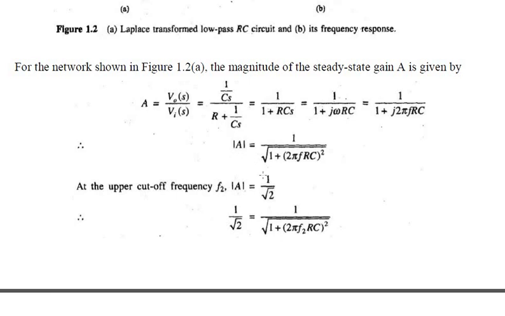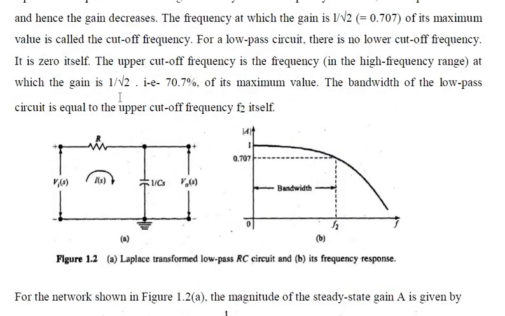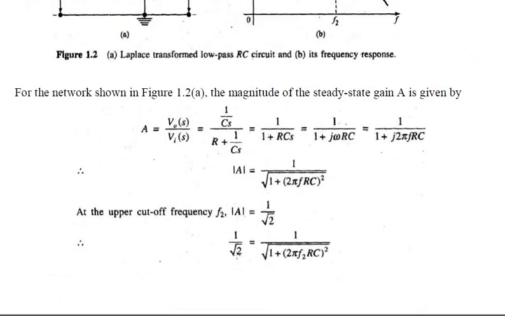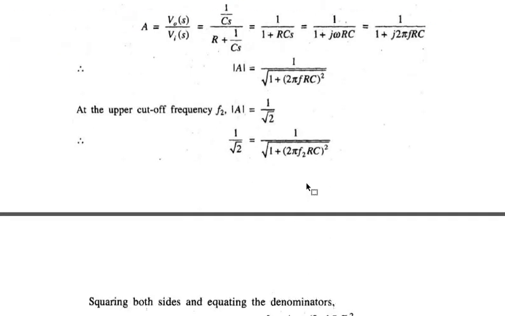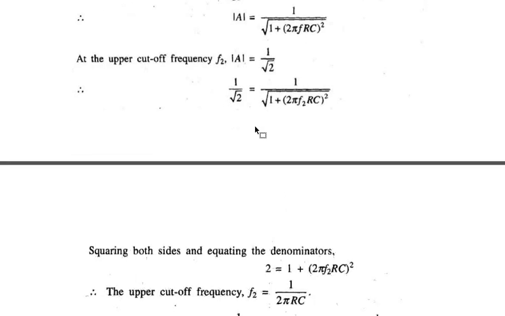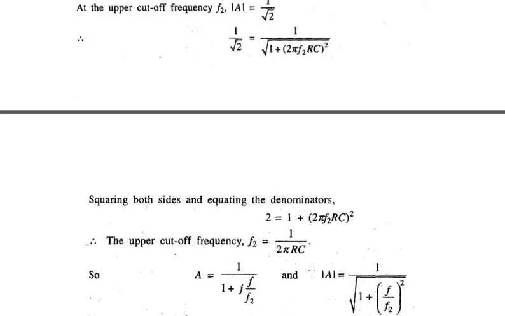So I am equating this equation to 1 by root 2, which we have already got. Equate 1 by root 2 to 1 by root of 1 plus (2 pi f2 RC) whole square. You can cancel the square roots. Squaring on both sides and equating the denominators, you will get 2 equals 1 plus (2 pi f2 RC) whole square. So f2 equals 1 by 2 pi RC. So the upper cutoff frequency can be given as 1 by 2 pi RC.